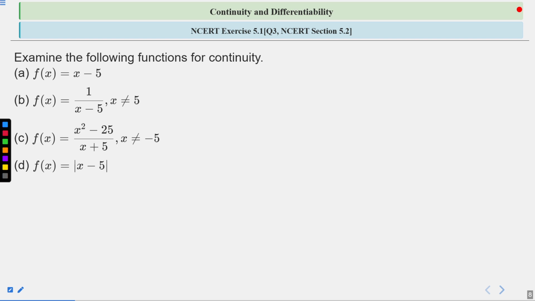Okay, so let us start. You have 10 seconds to solve or think about this question. After that, we will move to the solution part.